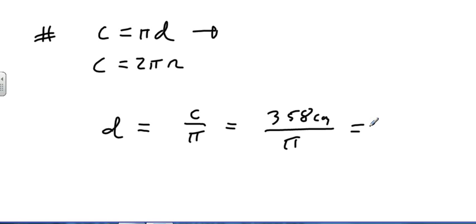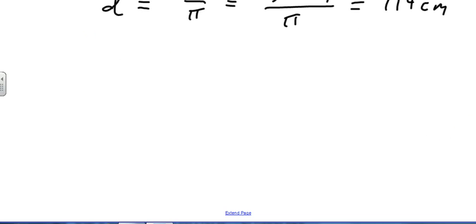Calculator's on. 3, 5, 8 divided by pi, and I've got 114 centimeters, and life is fine. Except I didn't put a 2 there. Yeah, that's better. Is that better? I got a 2 there.